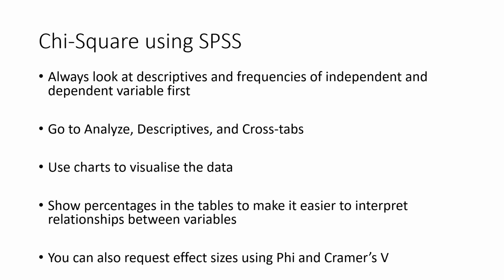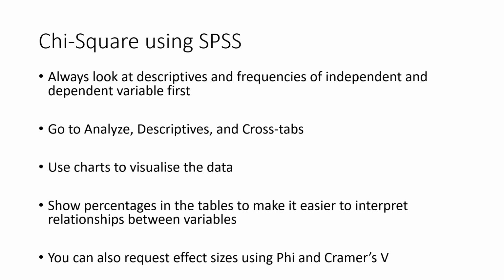So before you actually do the test, get a sense of what the basic descriptive statistics tell you about these variables. Then to actually carry out the test, you simply go to Analyze, Descriptives, and Crosstabs. Crosstabs is short for cross tabulations. Might make sense to request charts so that you can look at the data visually. That sometimes gives people a better understanding of what the data are telling you.